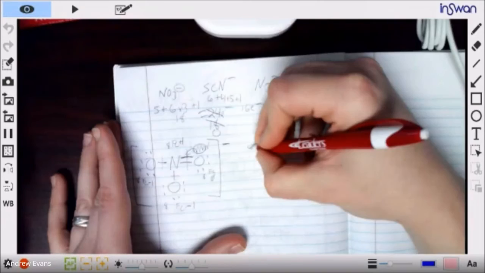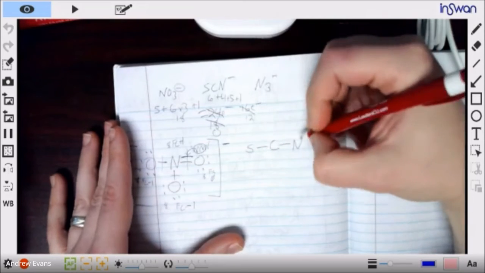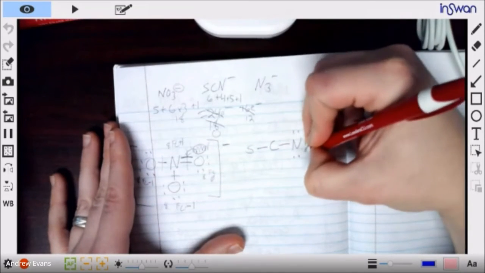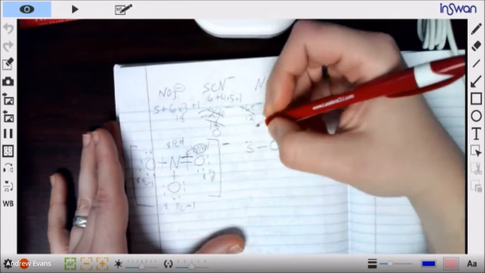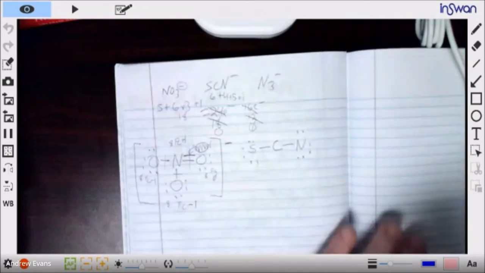Now, thiocyanate, going back up here. Sulfur is group 6. Carbon is group 4. Nitrogen is group 5 and 1 electron. 6 plus 4 is 10, plus 5 plus 1 is 16 electrons. So let's draw this guy. Carbon is in the center. Nitrogen, sulfur. Single bonds put us at 12. 2, 4, 6, 8, 2, 4, 6. I'm not counting good today.